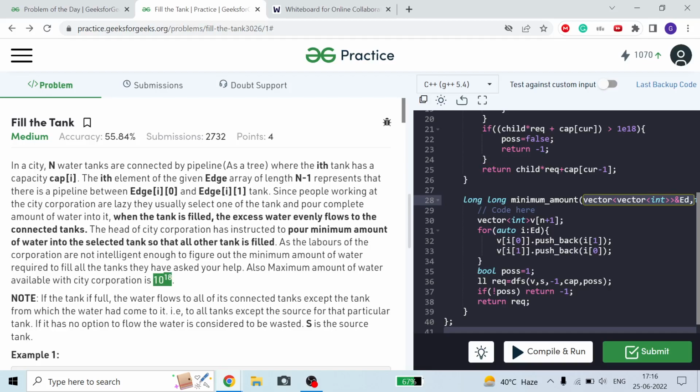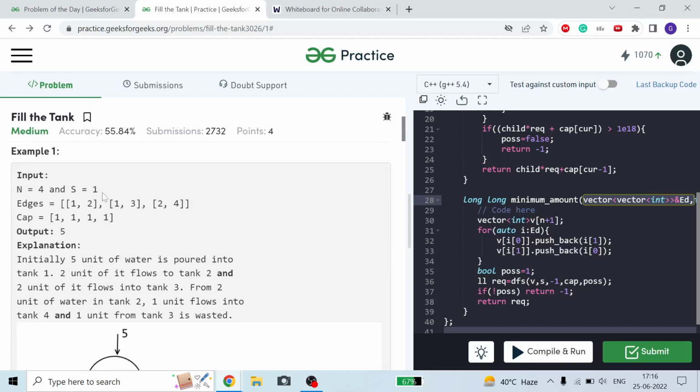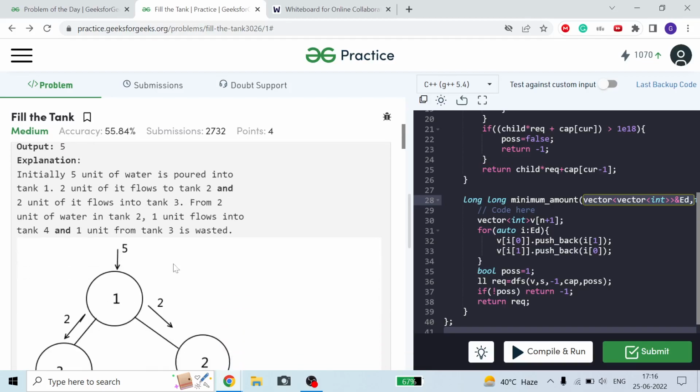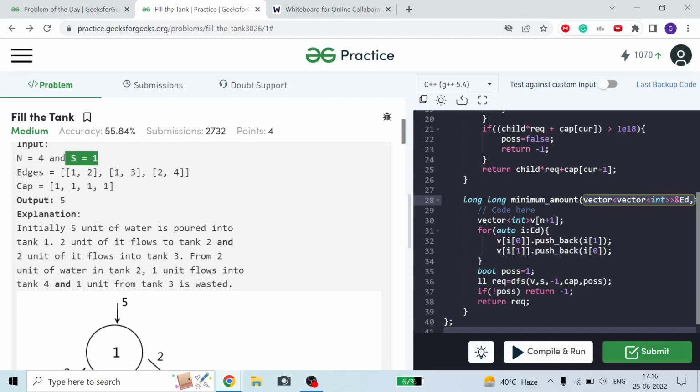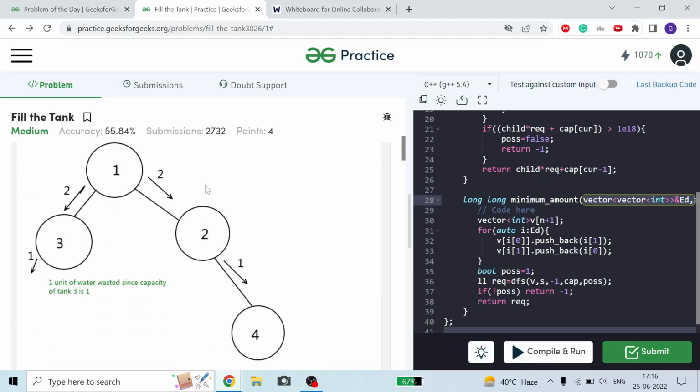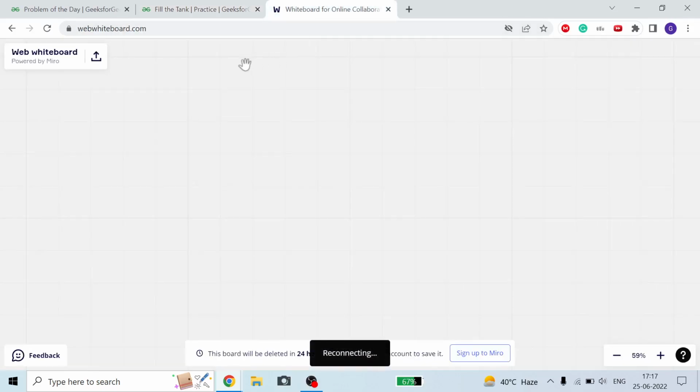Now what we have to do is find the minimum amount of water we should give to the source node S, so that each of the ith nodes contains cap[i] amount of water. So first of all, we will see this example.